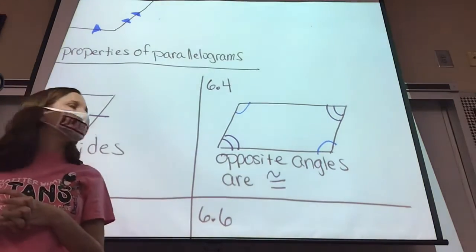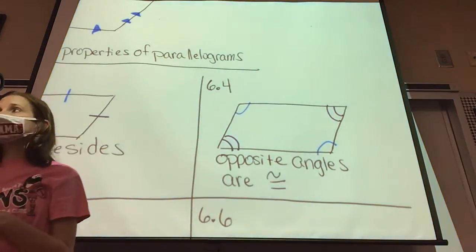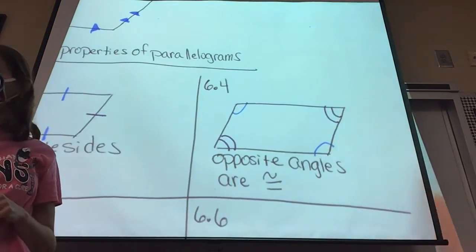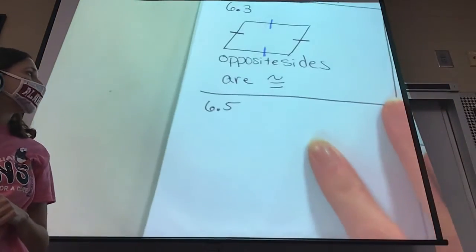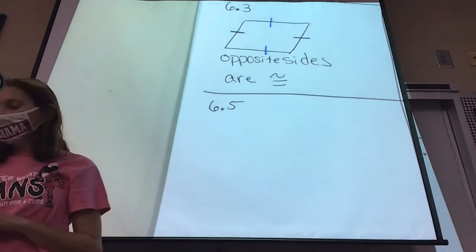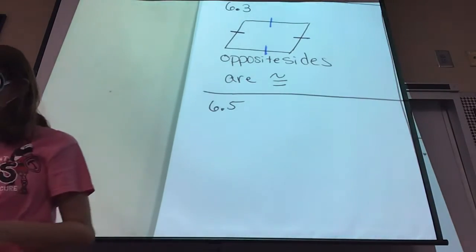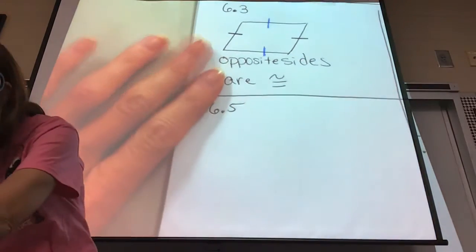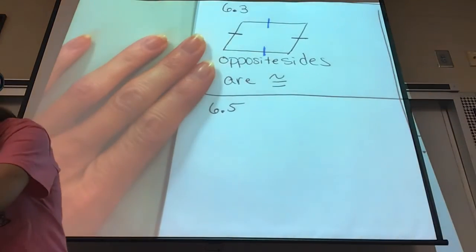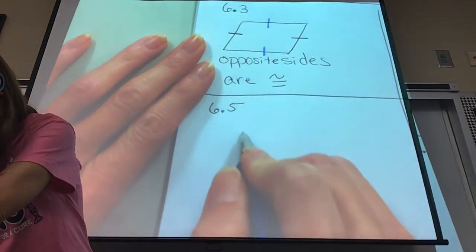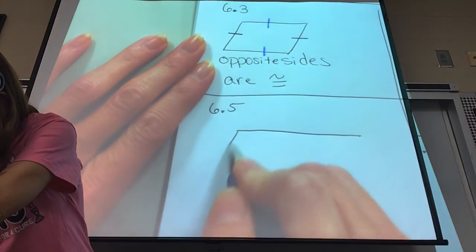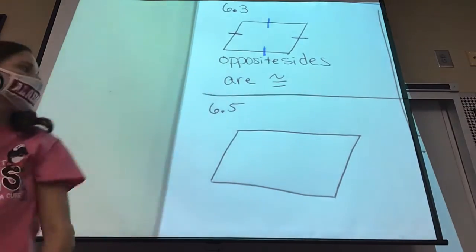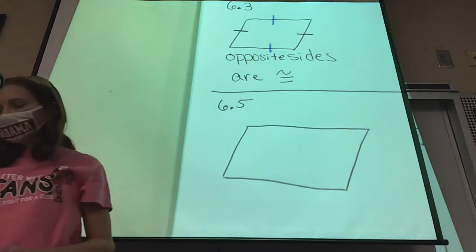So anybody still looking at 6.4, before we go to 6.5? Okay, 6.5 is the next one. So in 6.5, again, I'm going to have another little slanted one here. Okay, so we got 6.5.